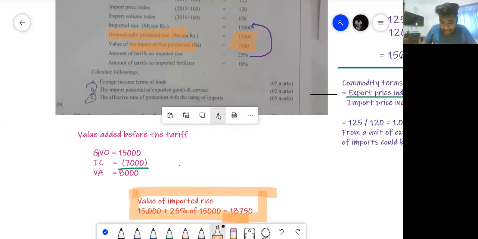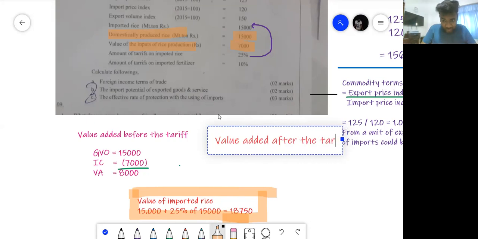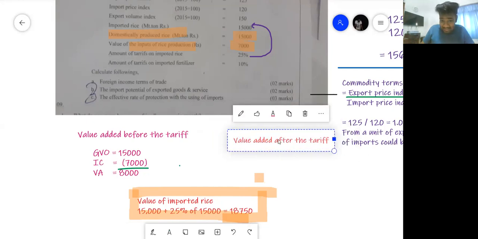When you're calculating value added after, remember value added is always calculated for the domestic good. So calculating protectionism for the domestic good. Okay, so value added after the tariff. So how much should I put here, guys? What should I put here as a number? How much will the gross value of output be now? How much earlier it was 15,000. Now how much will the domestic person sell at? What is his gross value of output?